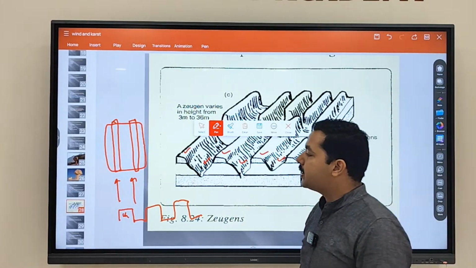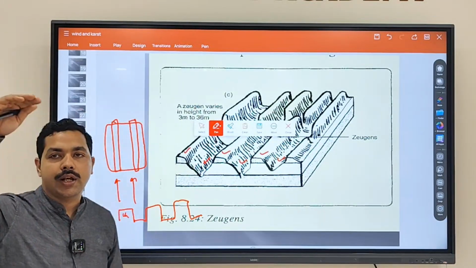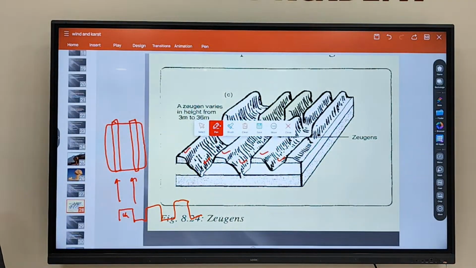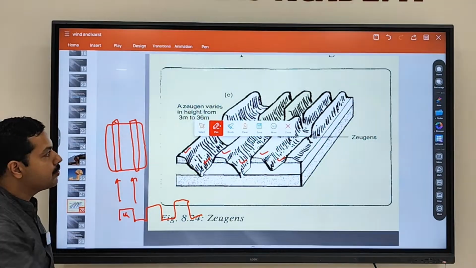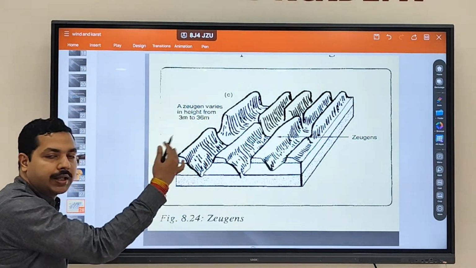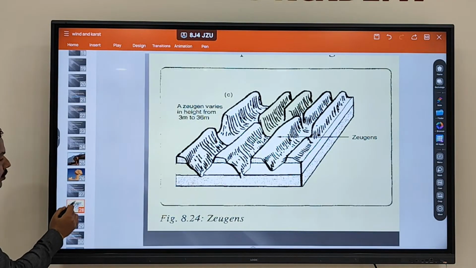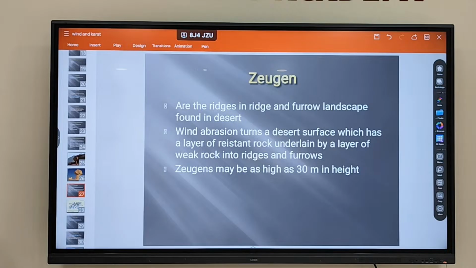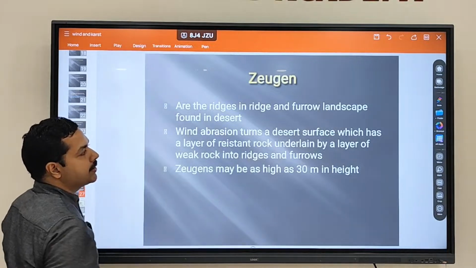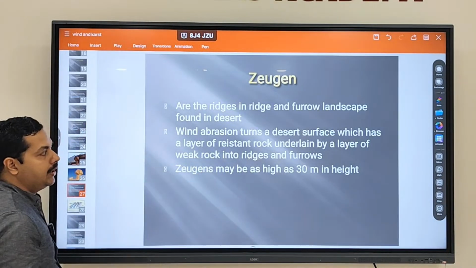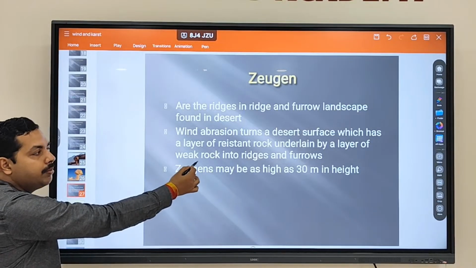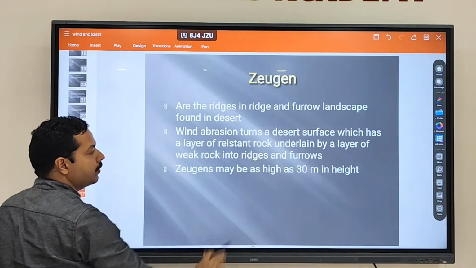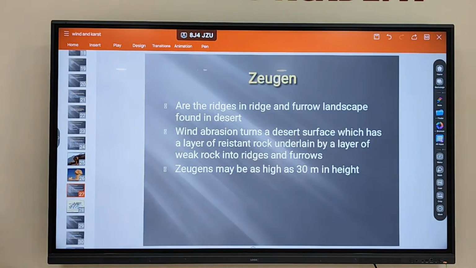So Jugan is basically the ridge and furrow. Ridge means greater height, furrow means lower height. Clear? This type of thing is referred to as a Jugan. The definition written here says these are ridge and furrow landscapes found in the desert. Wind abrasion turns a desert surface which has a layer of resistant rock underlain by a layer of weak rock. As we discussed, weak rock will be eroded, strong rock will not be eroded. So strong rock will have a ridge and the weak rock will constitute your furrow.